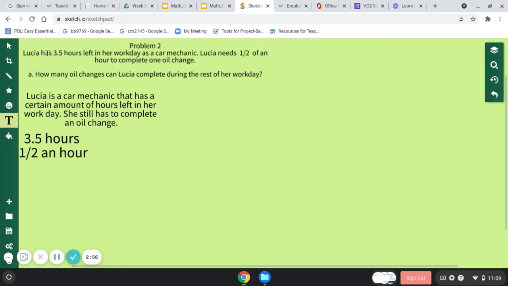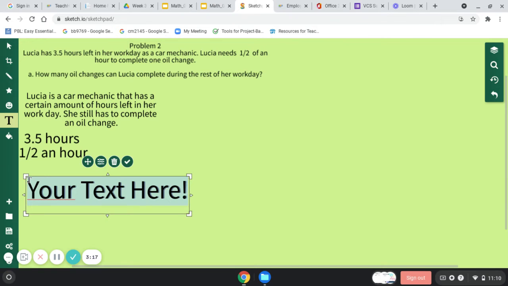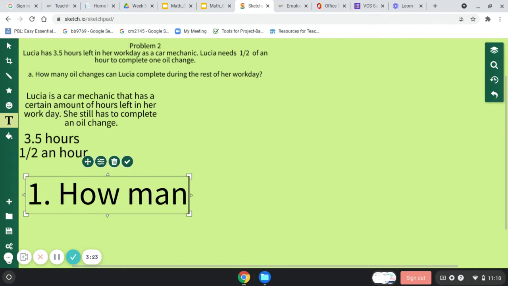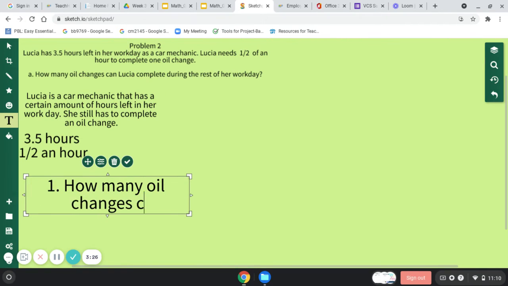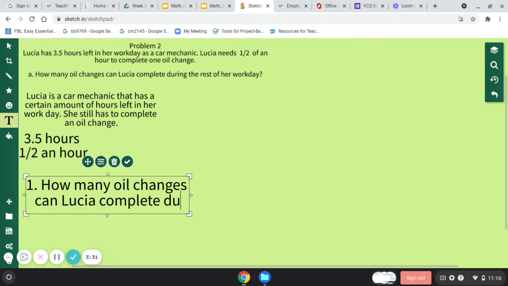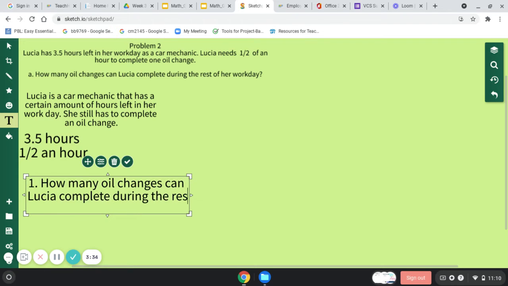Ready? Lucia has 3 5/10 hours left in her workday as a car mechanic. Lucia needs half of an hour to complete one oil change. So again, pause your video for a moment and start thinking about the mathematical questions you want to create based off of the problem. Great. So one mathematical question that we can ask is, how many oil changes can Lucia complete during the rest of her workday?